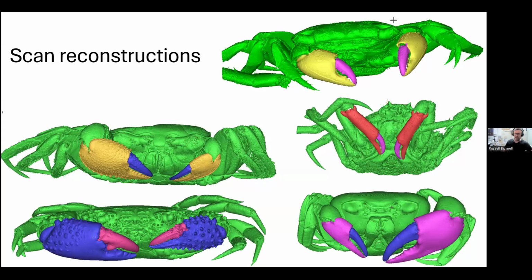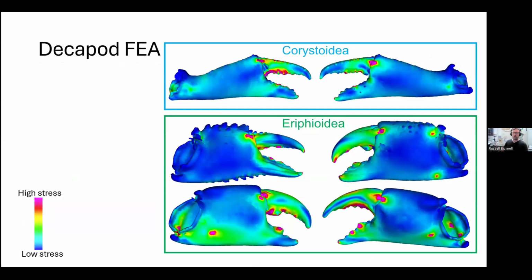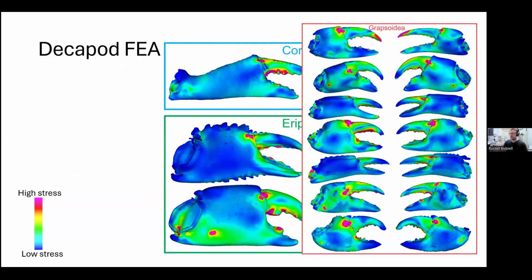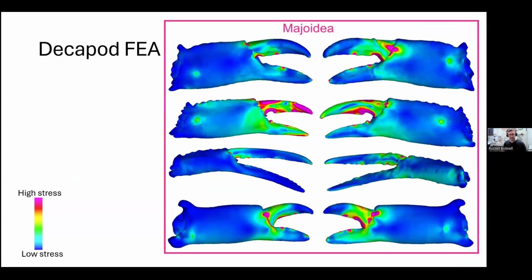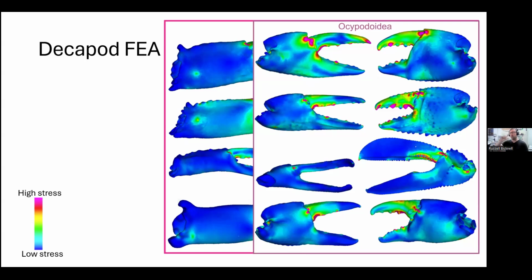Now, I mentioned that crabs have a really large amount of shapes and sizes. And this is just a small smattering of the scans and the reconstructions I've done. I've done at this point, I think, 85 species of crab, including some fossil animals. And I've begun to analyze them. What you're going to see as I click through here is that even though the shapes and sizes look very different, they're all experiencing a similar stress distribution. So the majority of that stress is taken up along that movable finger.